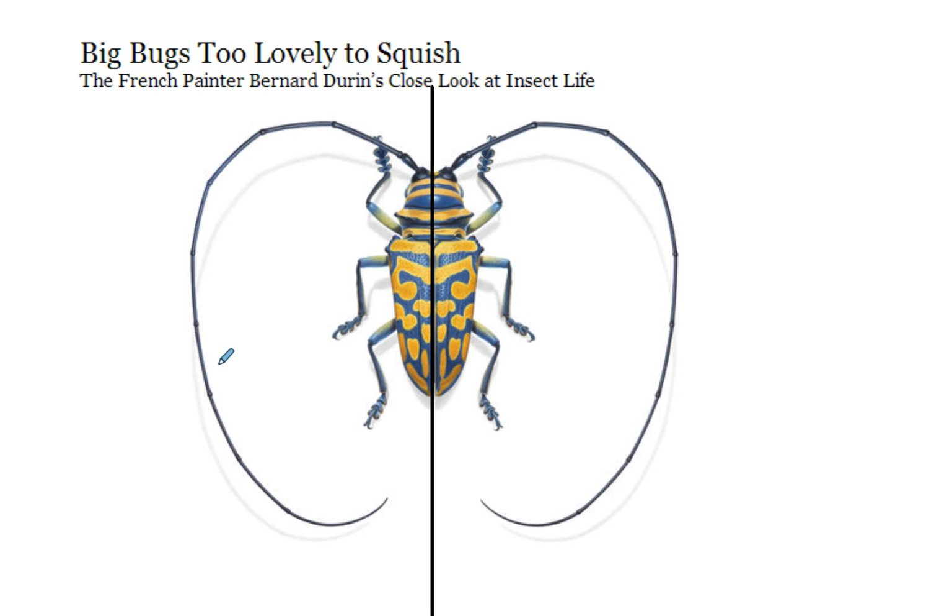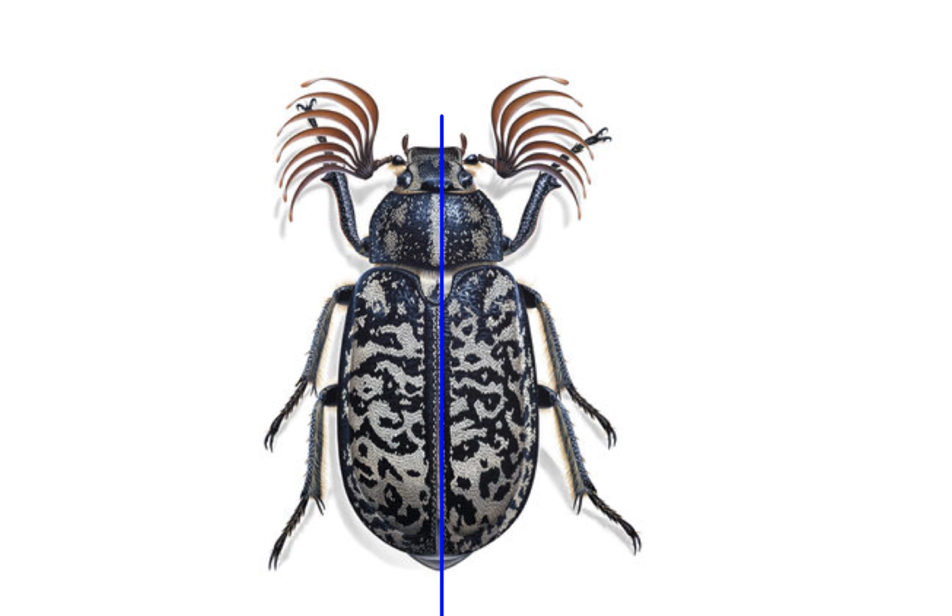And the same thing applies with this lovely bug. It is perfectly symmetrical. The line of symmetry is this vertical line that basically creates a mirror image of the left and right side of the bug. Same thing with this beetle over here.